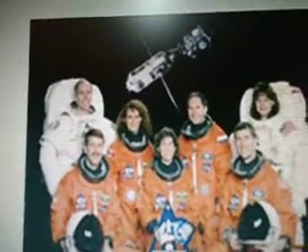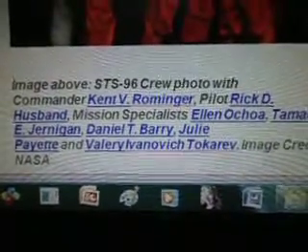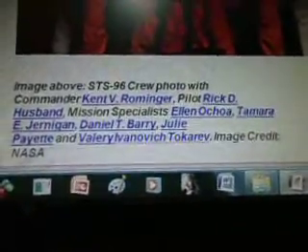Okay, these are the astronauts that were on the STS-96 crew photo with Commander Kent Rominger, Pilot Rick D. Husband, Mission Specialist Ellen Ochoa, Tamara E. Jernigan, Daniel T. Barry, Julie Payette, and Valery Ivanovich Tokarev. It's from NASA.